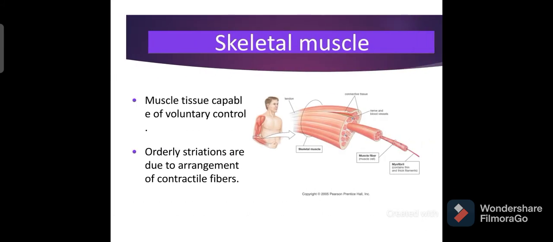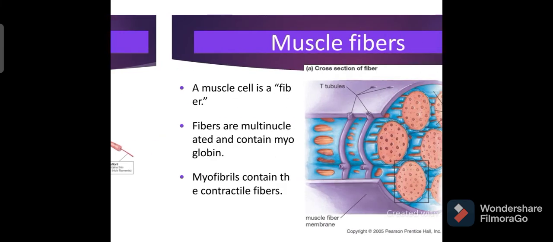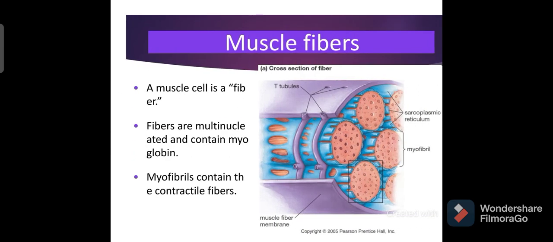We have skeletal muscle, which is a muscle tissue capable of voluntary control. Orderly striations are due to the arrangement of contractile fibers, and it also produces locomotion. Muscle fibers. A muscle cell is a fiber. Fibers are multinucleated and contain myoglobin. Myofibrils also contain contractile fibers.